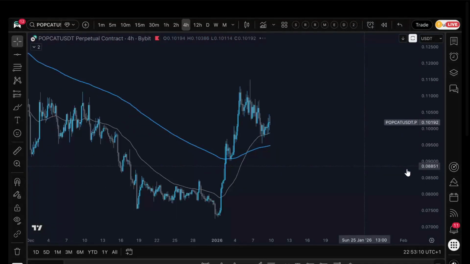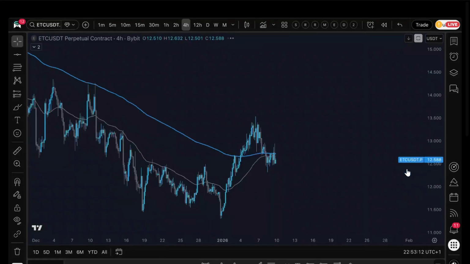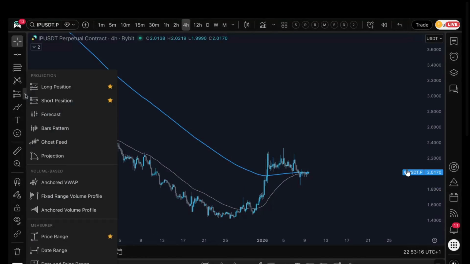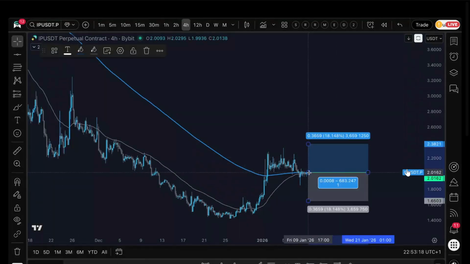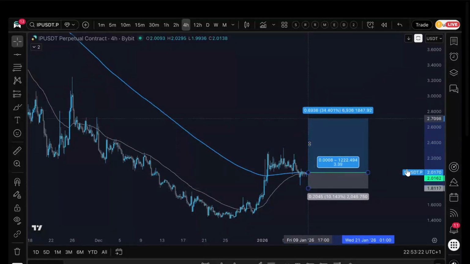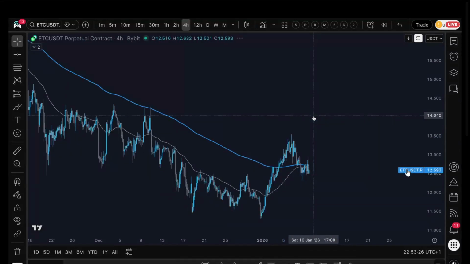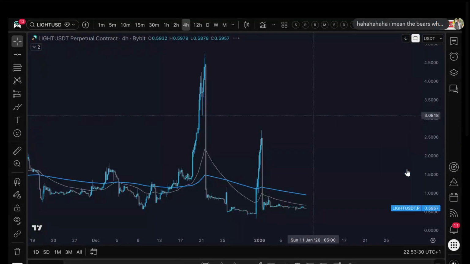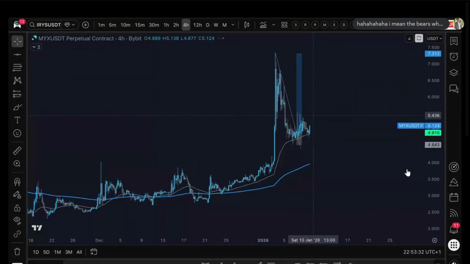Look, same, same, same. Look at this IP. I don't know what this coin is, but all these coins look bullish in my opinion. Let's keep scrolling. Same, same, same, same. You know what I'm saying, guys? It's all the same right now.